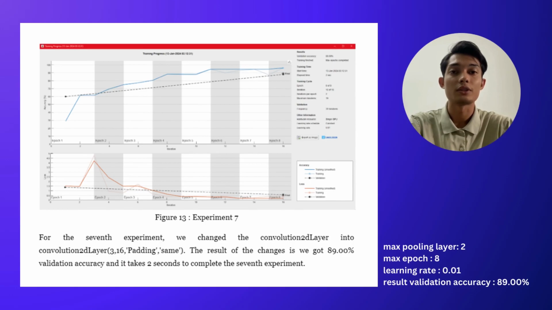For the seventh experiment, we changed the convolution 2D layer into a convolution 2D layer with the size of 3 and the number of filters of 16. And the result of the changes is we got 89% validation accuracy, and it takes 2 seconds to complete the seventh experiment.